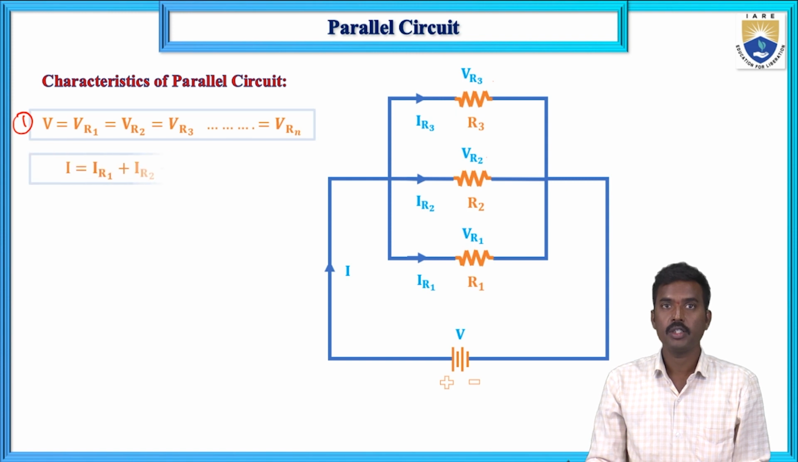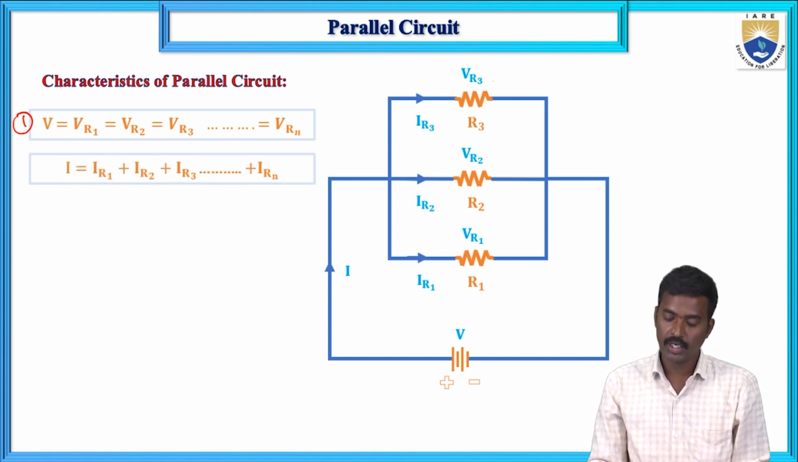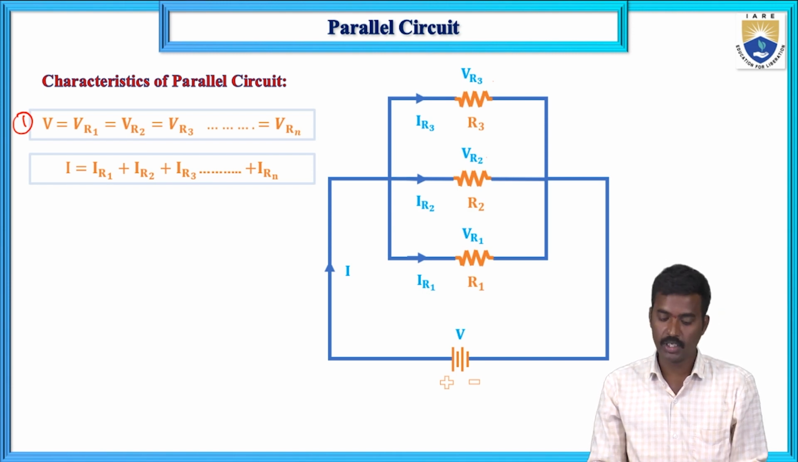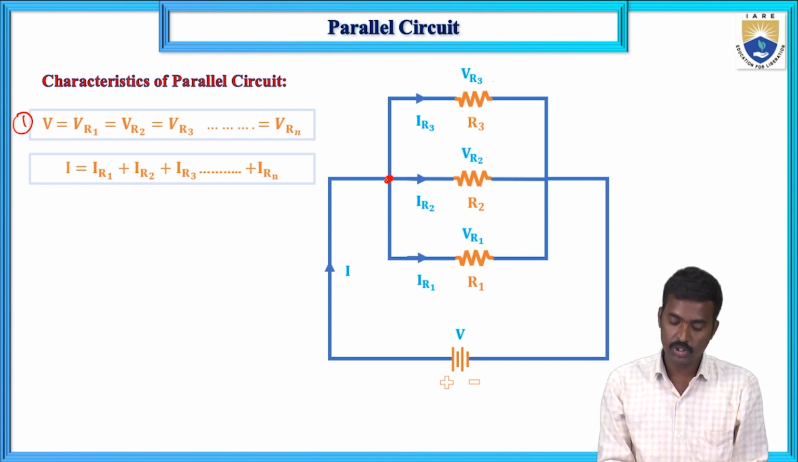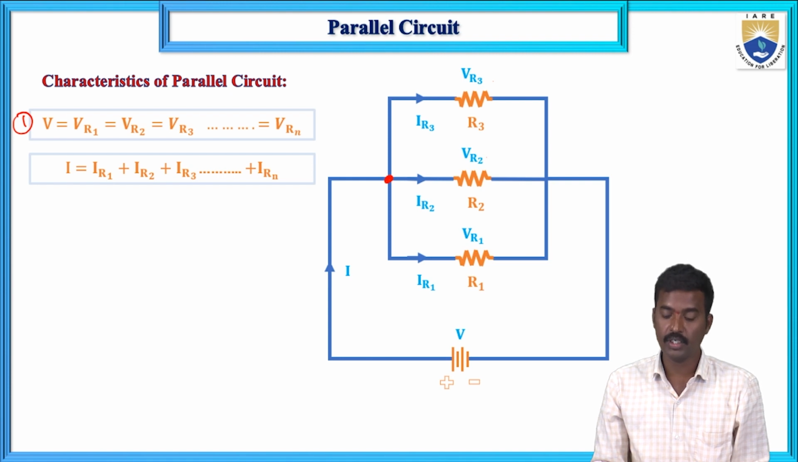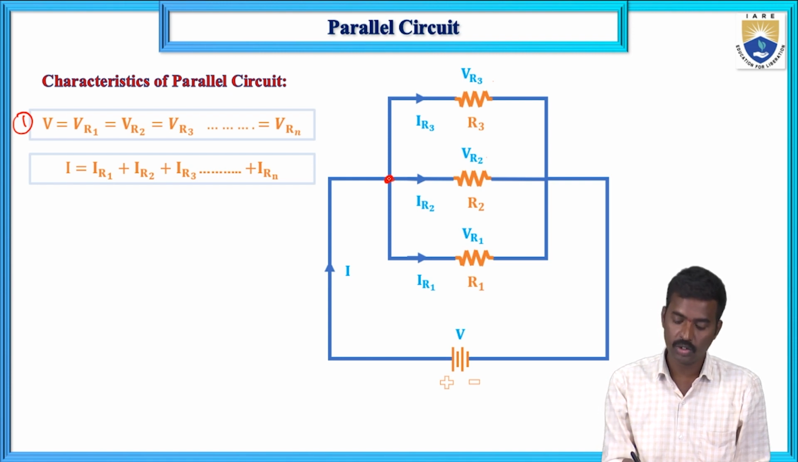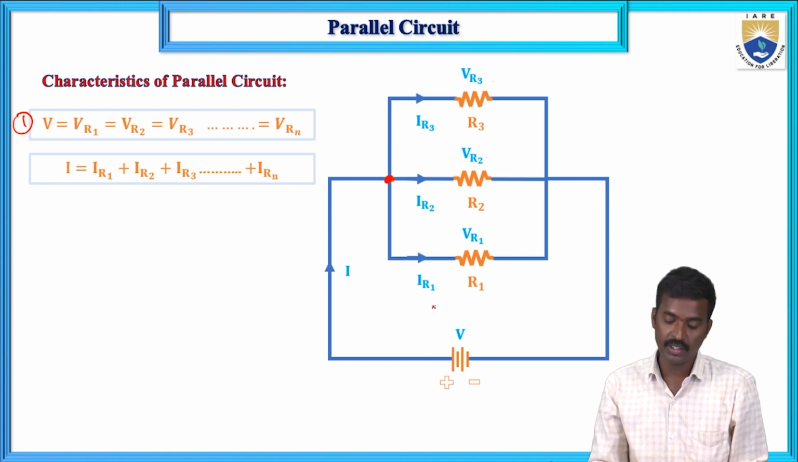Next, supply current equals the sum of the individual currents, that is, the sum of the parallel branch currents. If you apply KCL at this node also, it will be satisfied. Sum of entering currents equals sum of leaving currents at a node. So at this node, the entering current is I and the leaving currents are I1, I2 and I3.